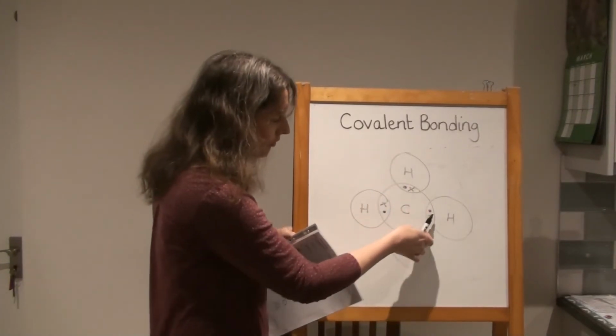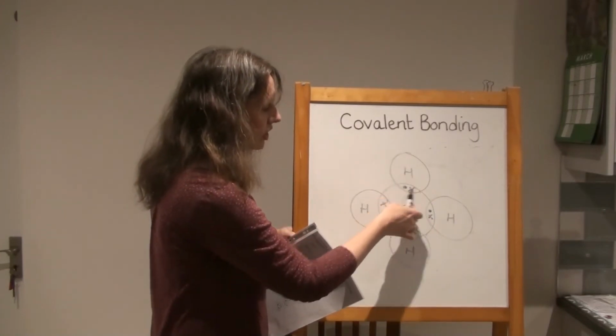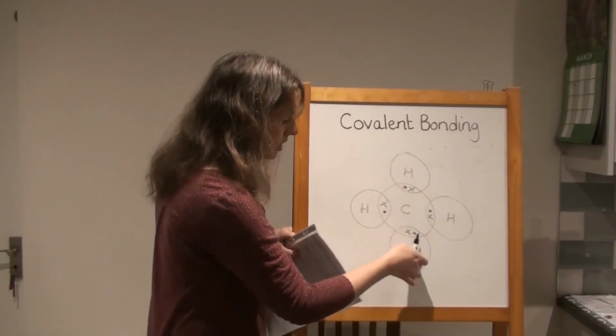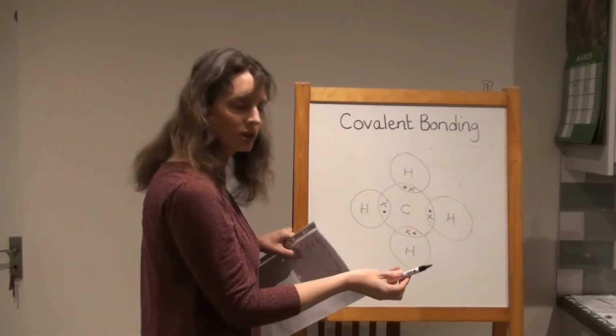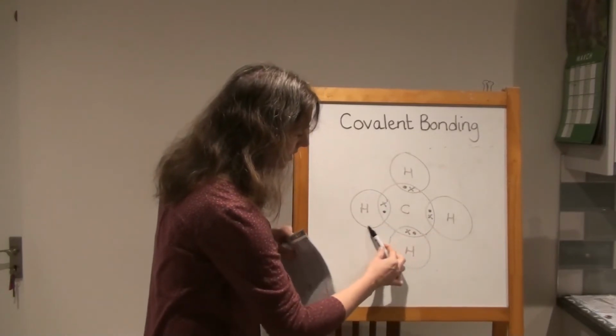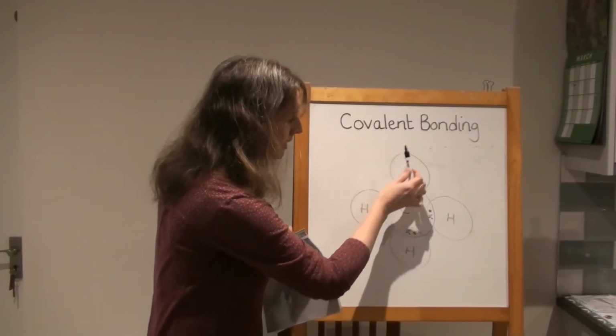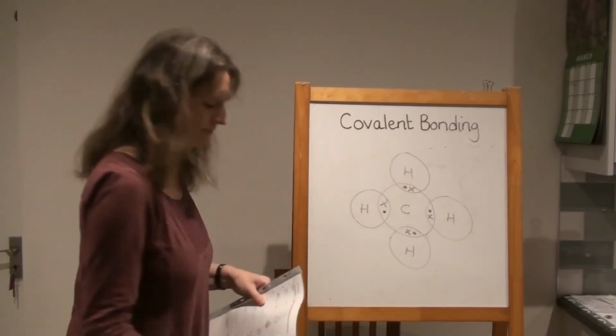So I have got 4 crosses for the carbon, 1 dot for each hydrogen, but we've now got a shared pair for each. Please check that you have no electrons in any of the shells that are not being shared. Okay, that's a common mistake.